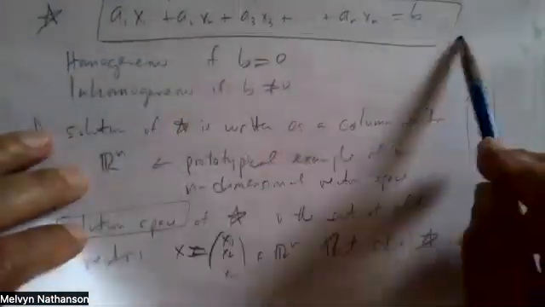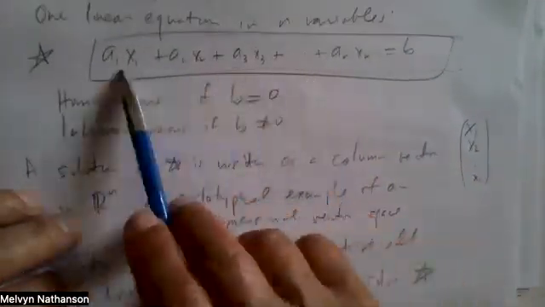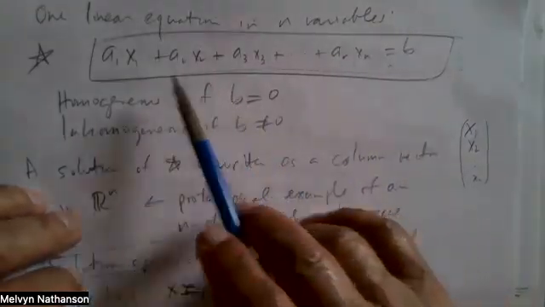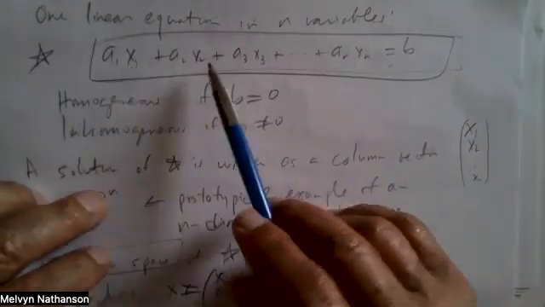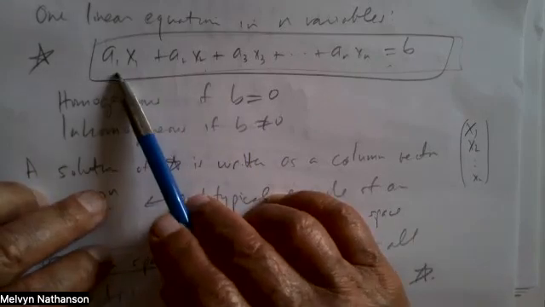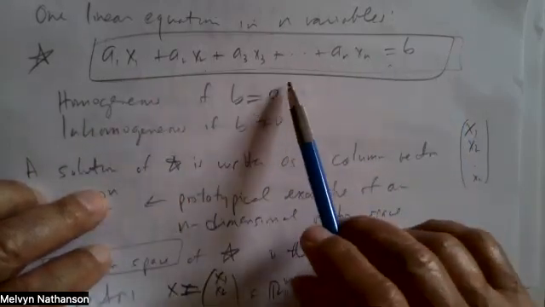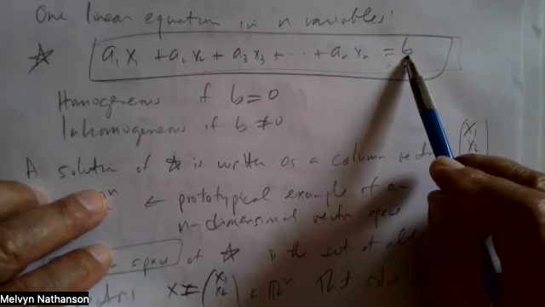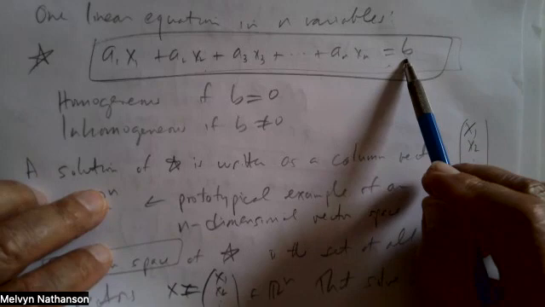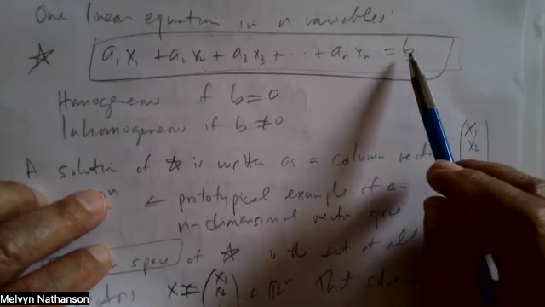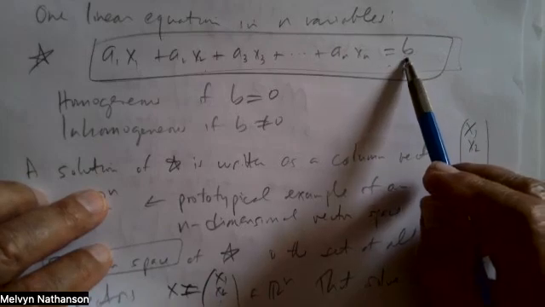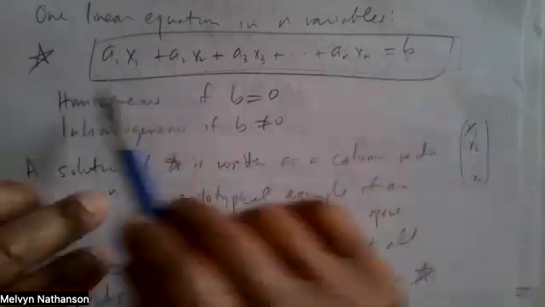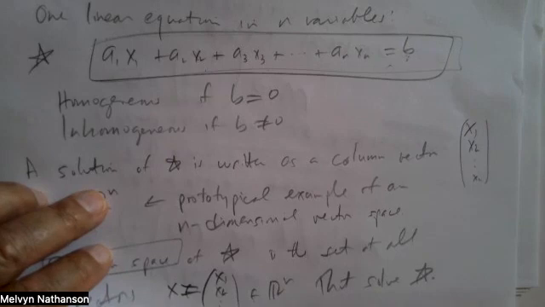No. So this is what every linear equation looks like. Of course, you can use different letters for the variables, you can use different letters for the coefficients, but this is a linear equation in n variables. And the right-hand side is a number, a scalar b. If this number is 0, the equation is called homogeneous. If this number is not 0, the equation is called inhomogeneous. But this is the general form of one linear equation.